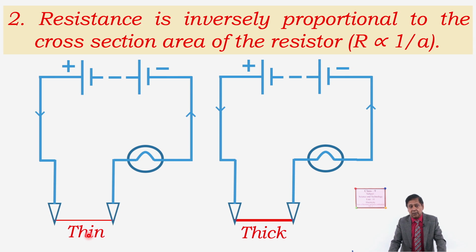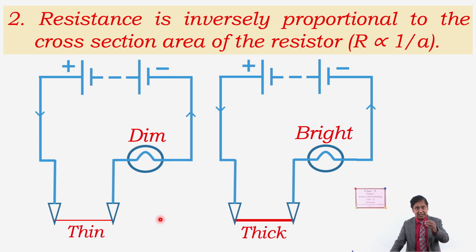When a thin wire is used, then the brightness of the bulb is found to be less, it becomes dim. And when a thick wire is used, the brightness of the bulb is found to be more, so it glows brightly. It means a thick wire has less resistance, that's why the bulb is bright, and a thin wire has more resistance, and that's why the bulb is dim. Resistance is inversely proportional to the cross-section area of the resistor is experimentally proved. Okay, next.